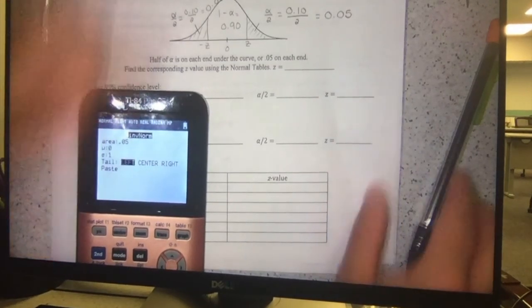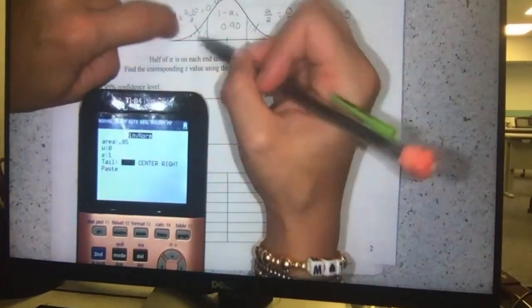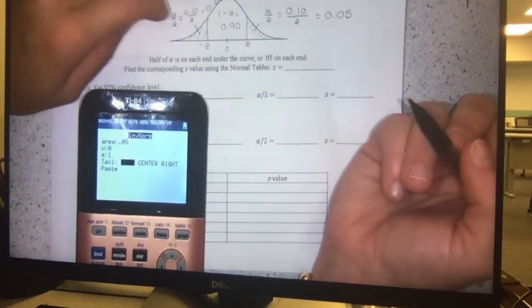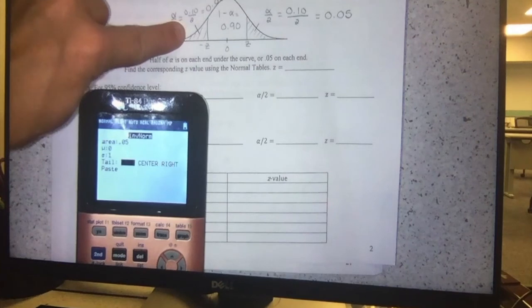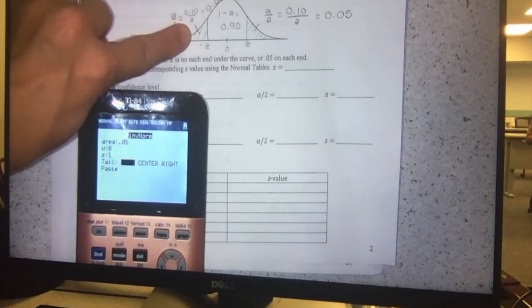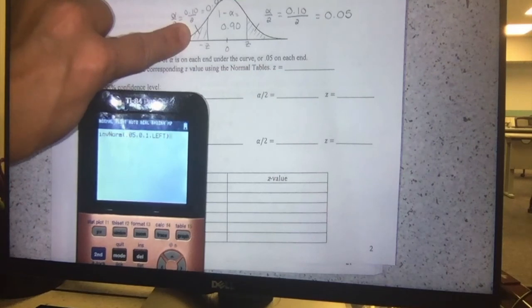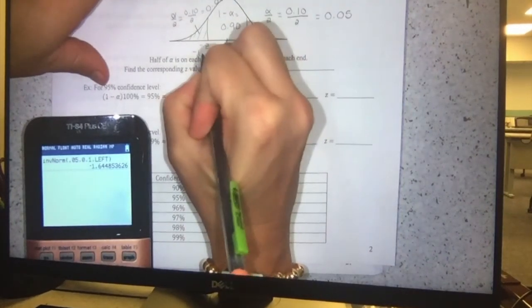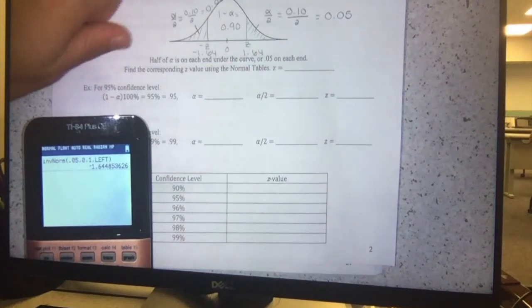And we're going to find this left one first. It doesn't matter, these are the same exact number, one's positive, one's negative, but I want to do what's easiest for me. And in the calculator, I know it does the area to the left. So if the area to the left is 0.05, we are good to go. So for everyone, it should look like this. And that will give us negative 1.64. So that means this one's negative 1.64, this one's positive 1.64.